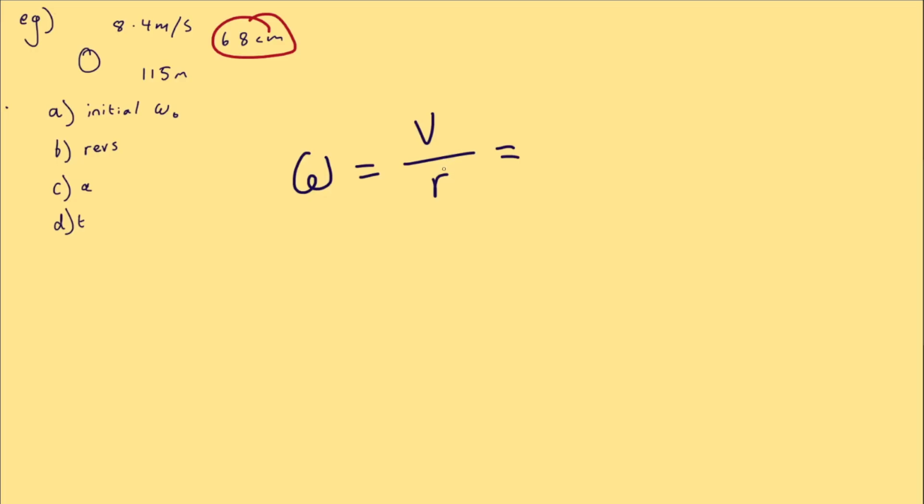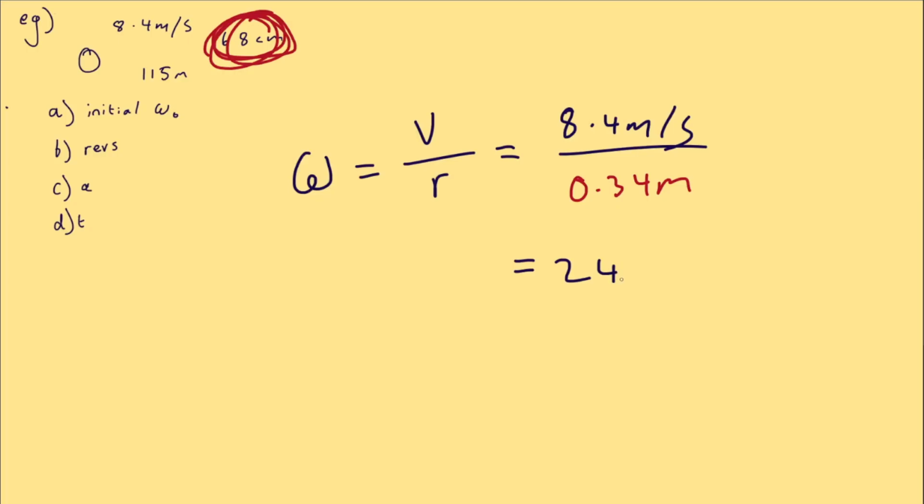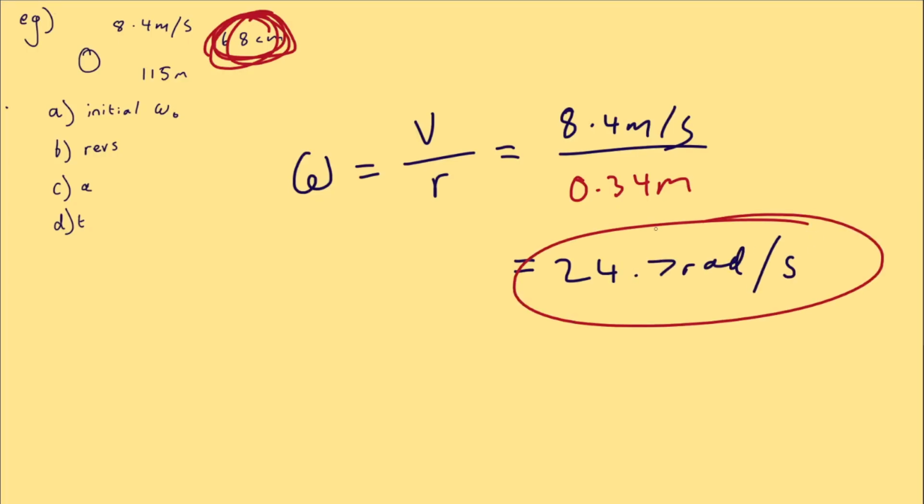Anyway, we know that the velocity is 8.4 meters per second, given here. And the radius, because we know the diameter, the radius will be half of that. So 0.34 meters. Solve this, you get 24.7 radians per second. That's question A answered. How about question B?